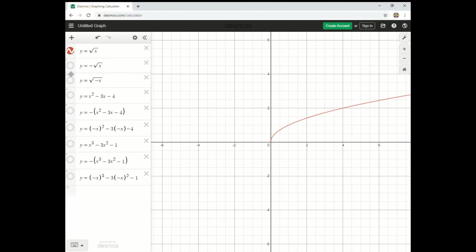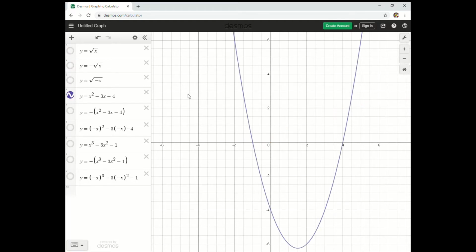If, however, we look at y equals root of minus x, we see it's a reflection in the y-axis, so it's in the x direction. And you've got to think about the direction it's going in. So we'll see it's in the x direction. This is the same for all functions.